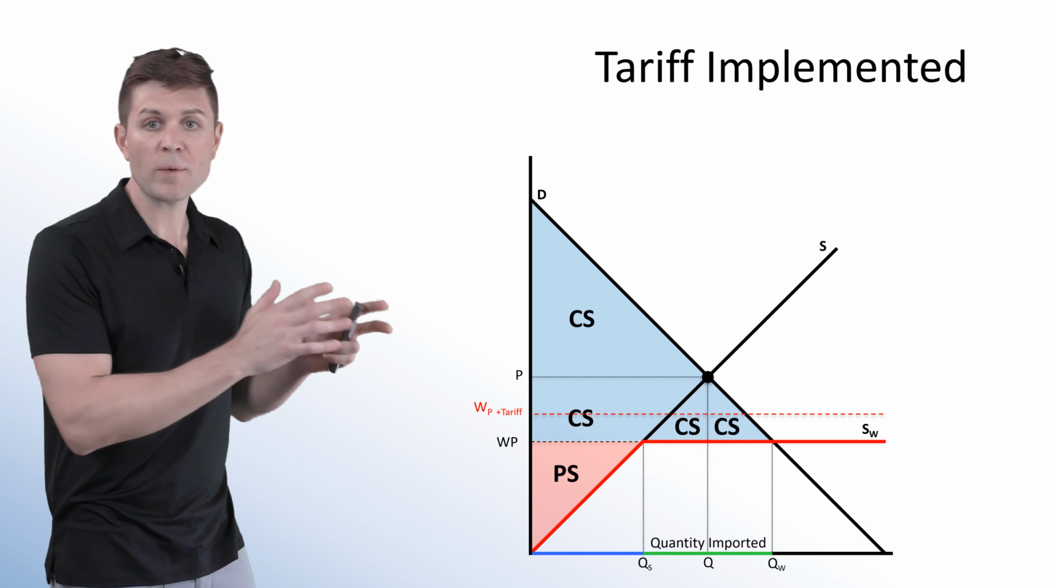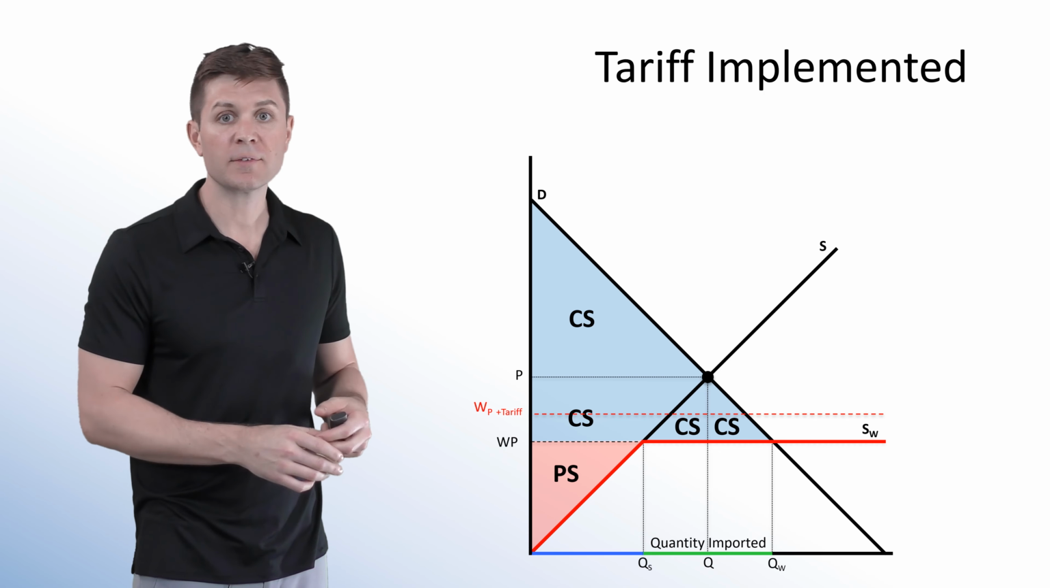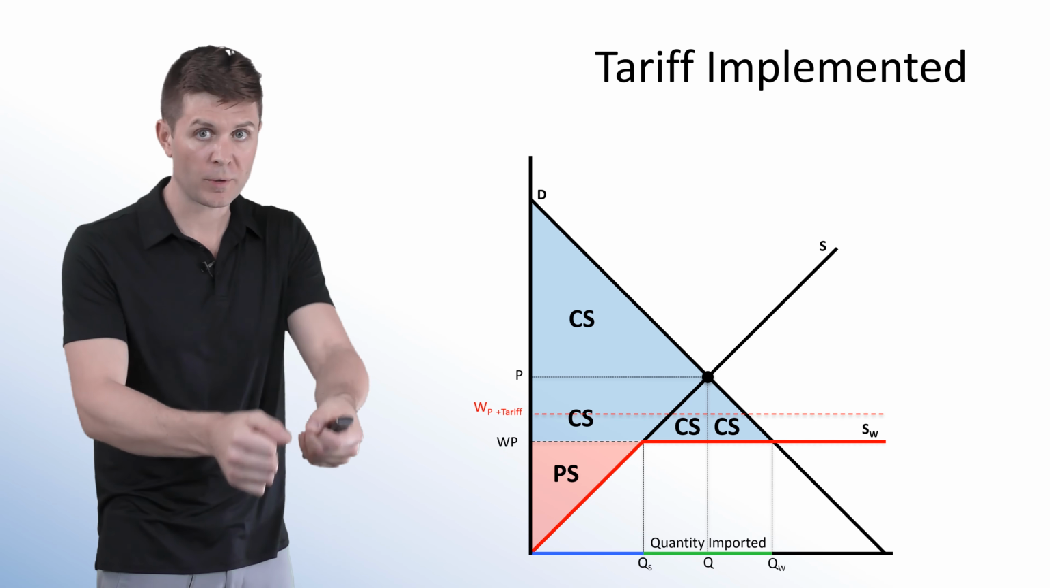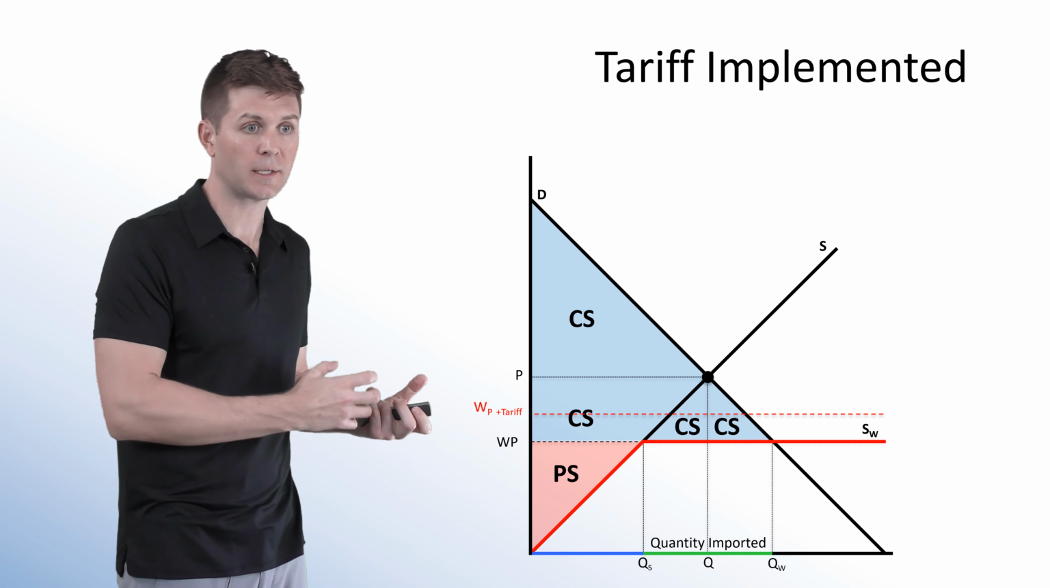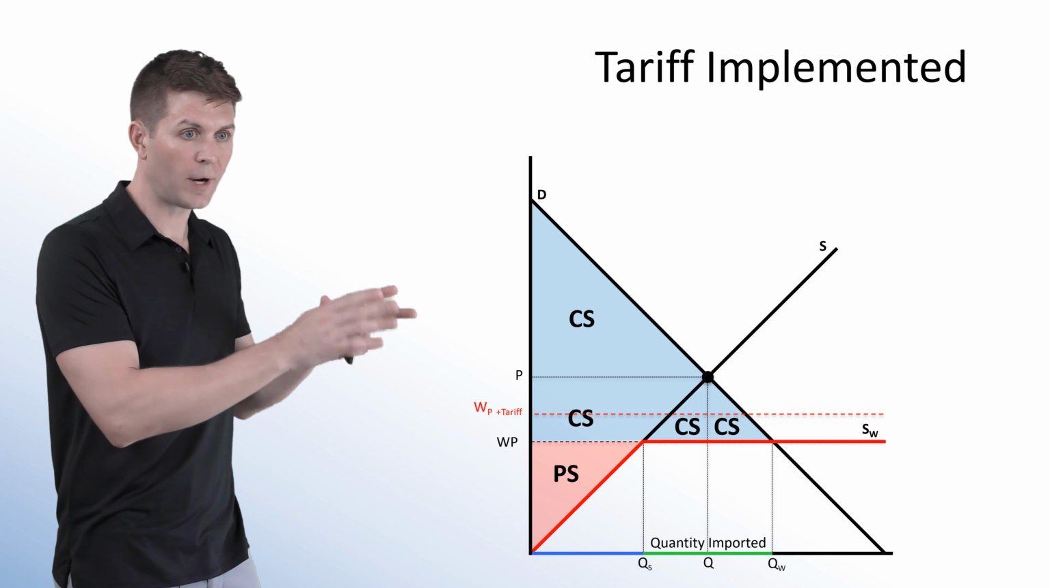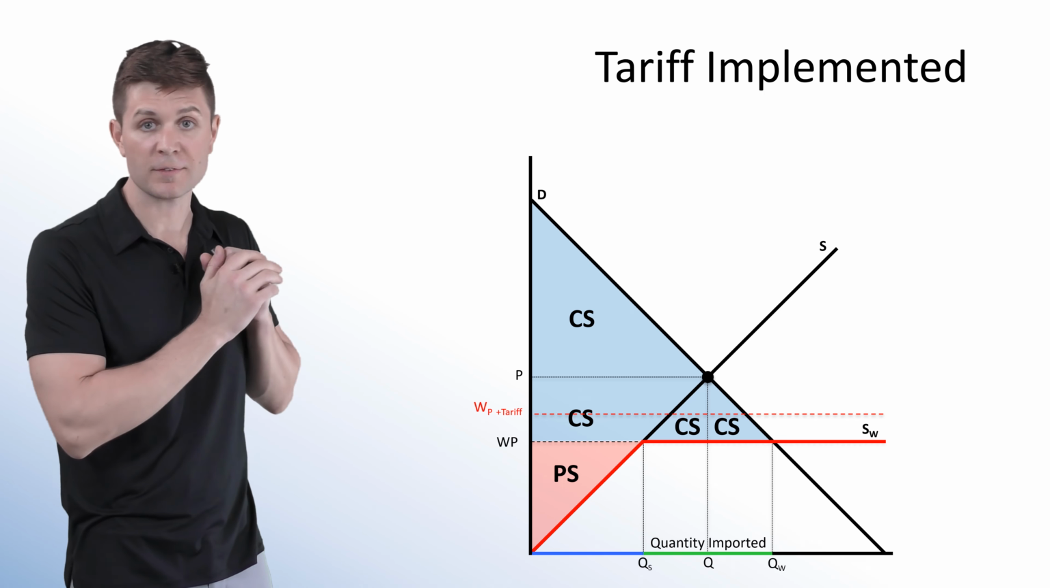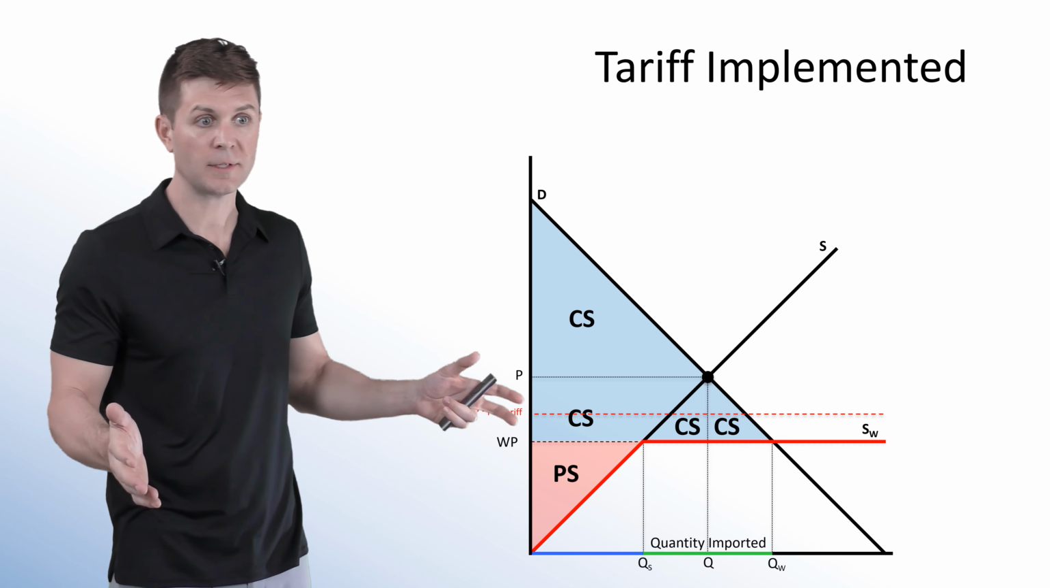Now, when we add a tariff, what that does is it increases the world price. We want to bring this product into the country. It's going to cost us X amount of dollars per unit brought into the country. So we've got our new price there, the world price plus the tariff. This is what we have to pay to get this product in here.